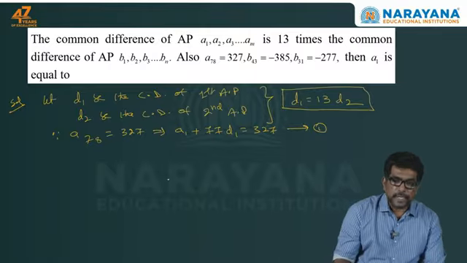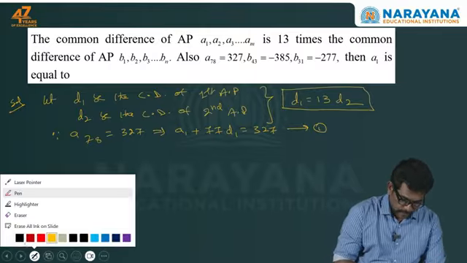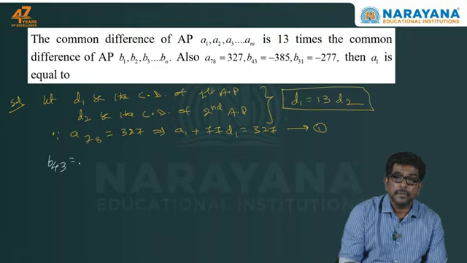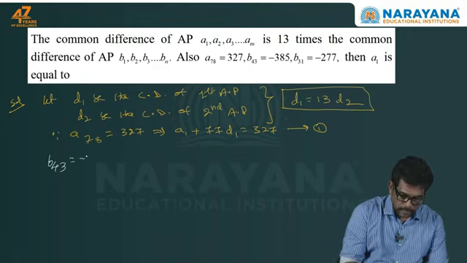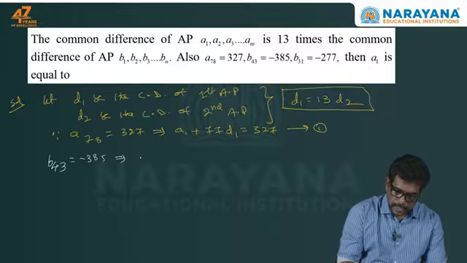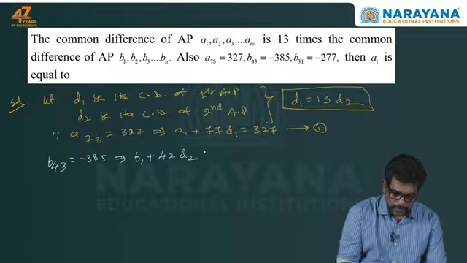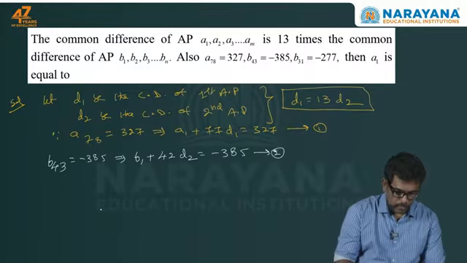Next, B43 is given. B43 is equal to minus 385. So here in the second AP, the first term is B1. B1 plus 42 times D2 is equal to minus 385. Equation number 2.